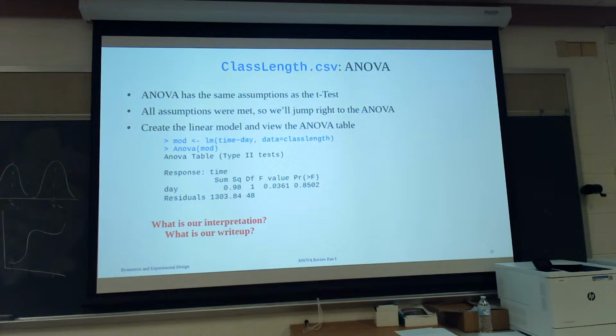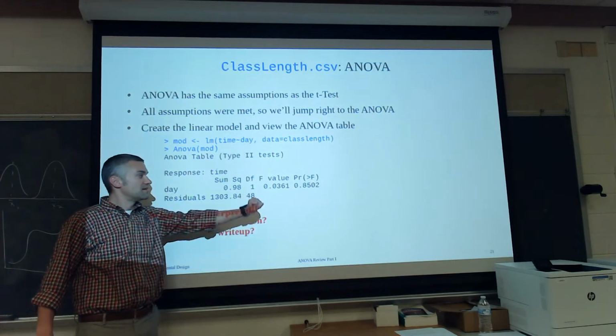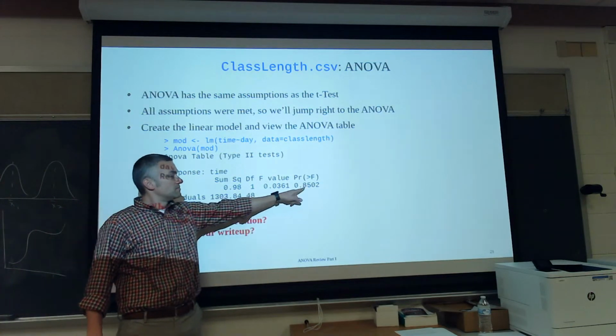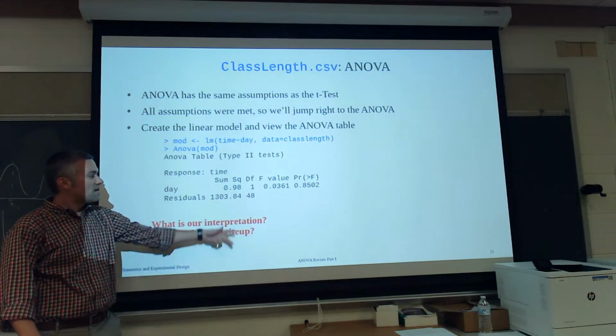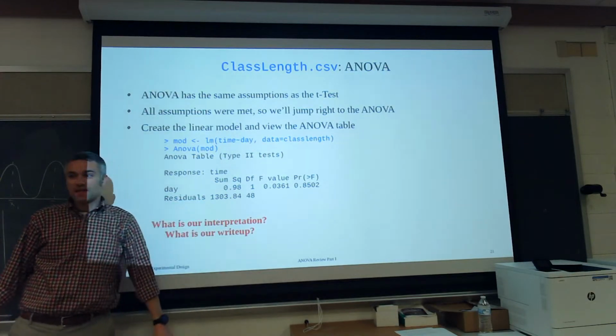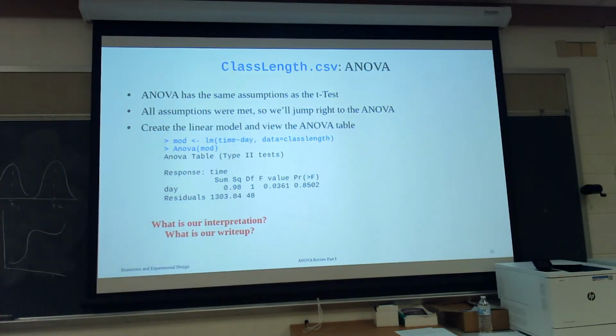All right, so this is how we do an ANOVA. Real simple. We've got our F statistic, F value, that's our test statistic. P value, right there, 0.85. Our degrees of freedom, 1 and 48. And if you compare it, this is the exact same P value as our t-test. Different test statistic, different degrees of freedom, same P value.